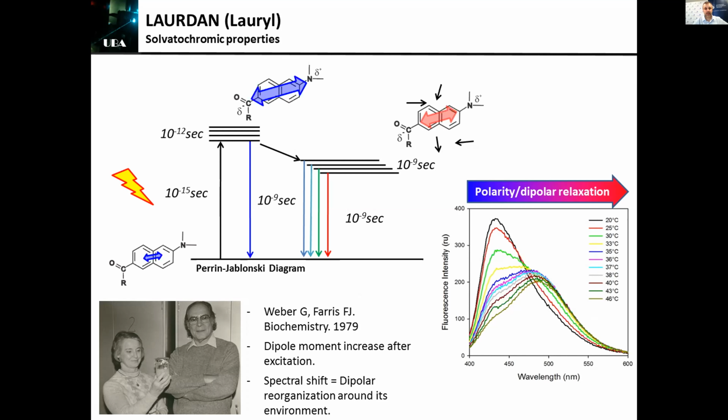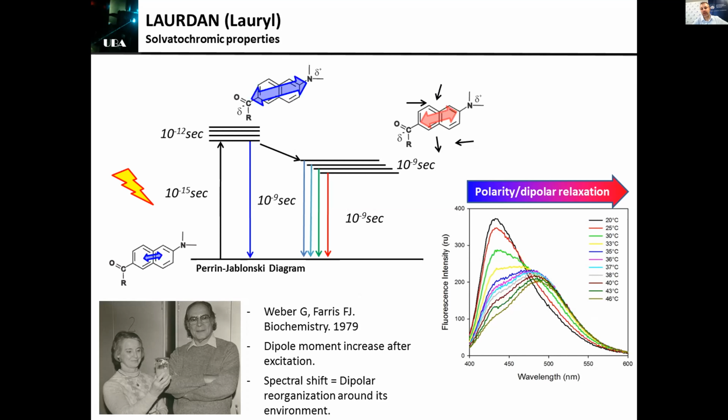If you think of a molecule of water rotating in a glass of water, so the bulk water, it will rotate in the picosecond time scale. However, these molecules are rotating or moving on the nanosecond time scale. And this is very important because this reorganization of the water molecules around the dipole is competing with the emission of the Laurdan. And this is what we can sense when we analyze the dipolar relaxation.